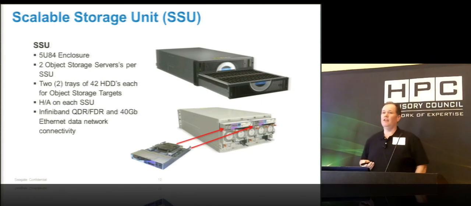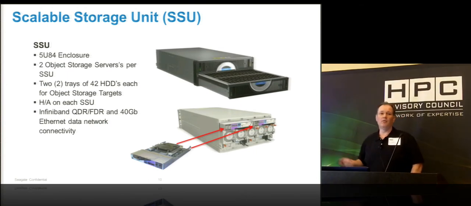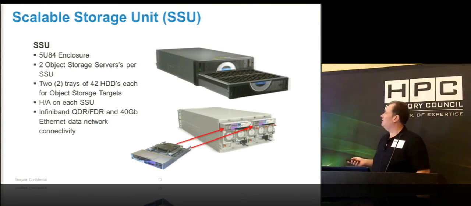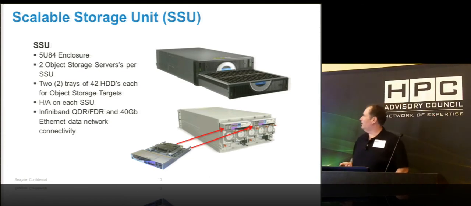And this is in a failover arrangement as well, so that each of these servers has an affinity to an array of 42 disks. But should one of these servers fail over, the other one can see all 84 in grand total. Granted, your performance will be half during that phase until it has been reconnected and configured. The connectivity for this can be InfiniBand, QDR, FDR, or 40 gig Ethernet.